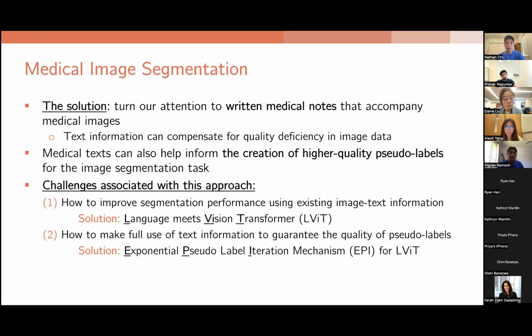First, how to improve segmentation performance using existing image text information, which is solved by the proposed LViT model. And second, how to make full use of text information to guarantee pseudo-label quality in semi-supervised settings, which is solved by the Exponential Pseudo-label iteration mechanism, or EPI. And we'll go ahead and discuss both LViT and EPI.